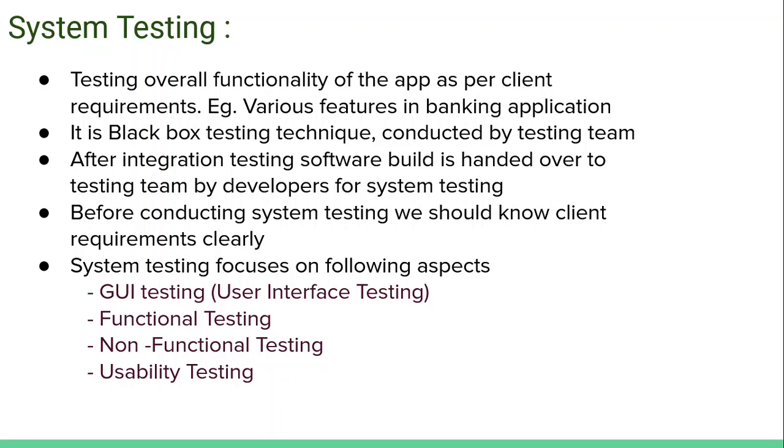Text, buttons, radio buttons, drop downs, logos, text, spellings, all should be correct, right? So that comes under GUI testing. That is nothing but testing the GUI of the application, the user interface. One more type comes under system testing, that is functional testing. We will see the details about all these testing types which come under system testing in the coming sessions in more detail. So far, just take the overview, just understand the high level about system testing.